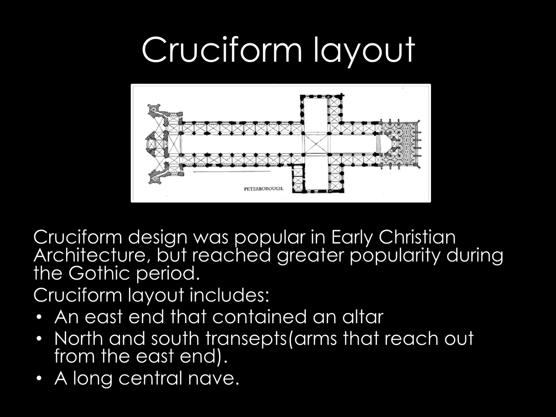We're going to look at the cruciform layout first. The cruciform design was popular in early Christian architecture, but it reached an even greater popularity during the Gothic period. The cruciform layout includes an east end that contained an altar. It contained north and south transepts, or arms that reached out from the east end. And it had a long central nave.